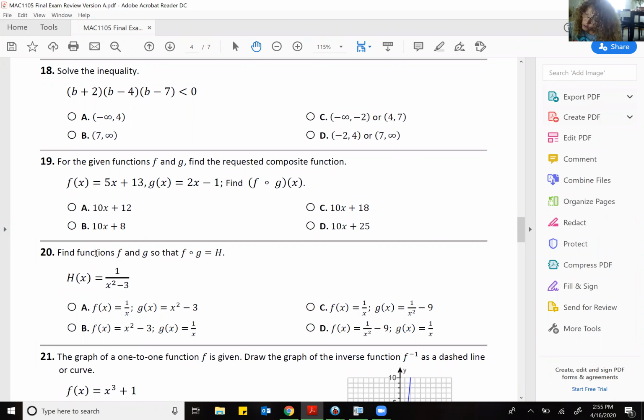You think they'll give us the f o g one? In the test? Anything's possible.